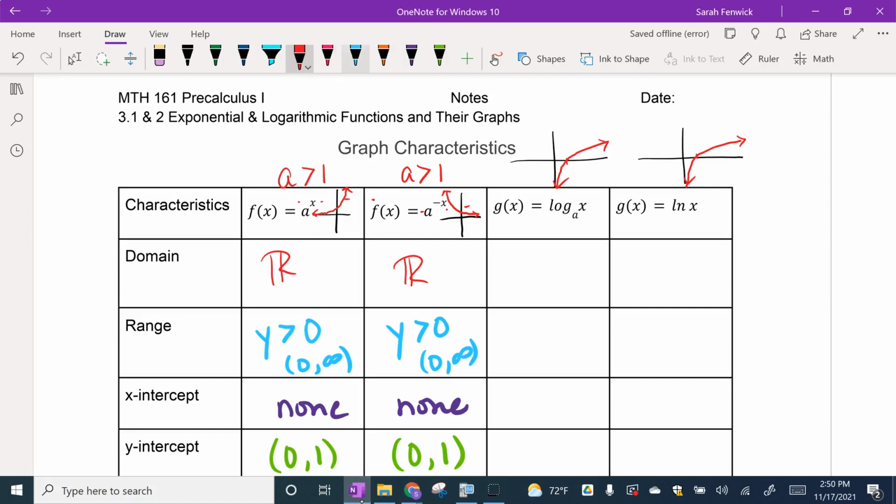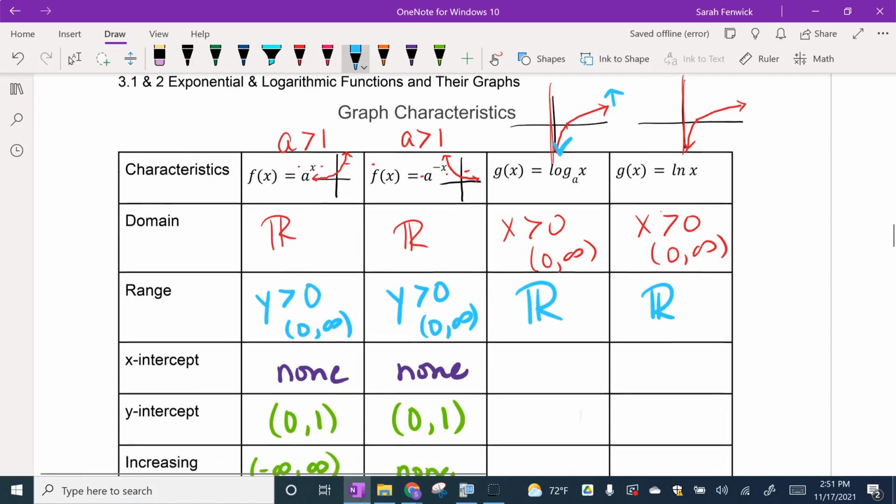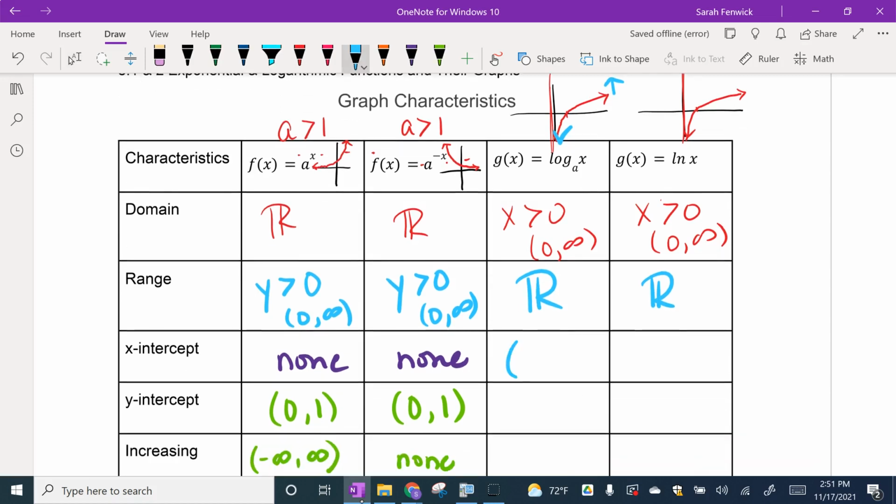So domain. Do these go forever to the left and to the right? No, they do not. They stop right here. Yes? So this is x greater than 0, or 0 to infinity, all in parentheses. It cannot equal 0. My range for these, however, does go on forever down and up. So that would be all reals, or negative infinity to infinity. These have an x-intercept at (1, 0), but no y-intercept.